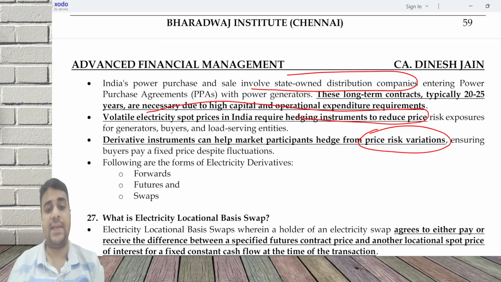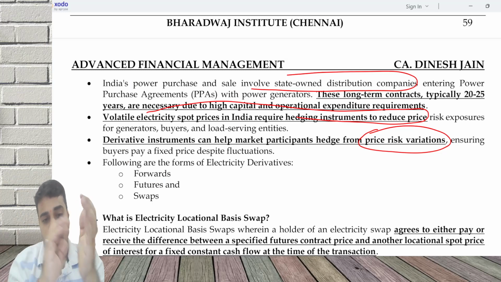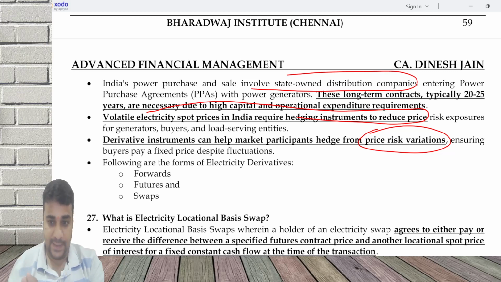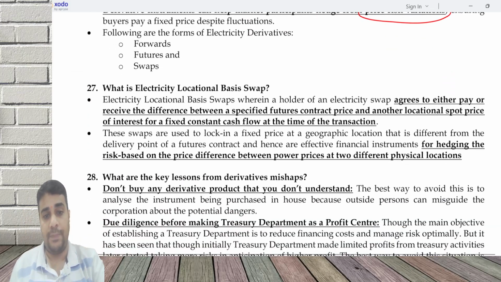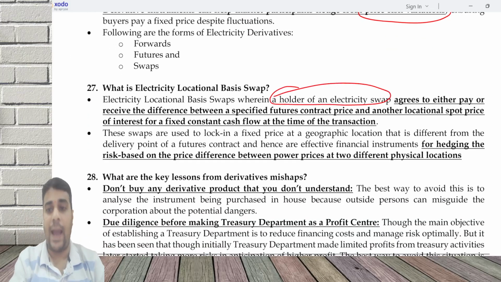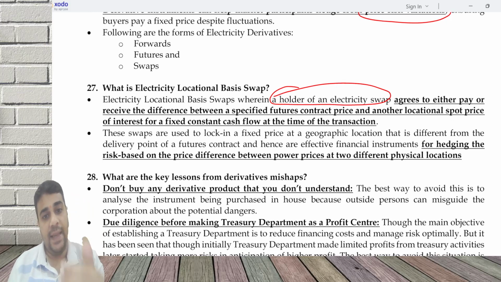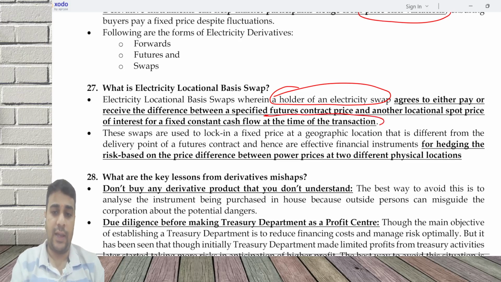Okay, what is an electricity locational basis swap? See, one issue with electricity is that generation will happen at one place and the delivery will happen at some other place because it is connected through the grid, and in this gap there can be variation in the prices. So in an electricity locational basis swap, the holder of an electricity swap agrees to pay or receive the difference between a contract price and another locational spot price of interest for a fixed constant cash flow at the time of transaction.